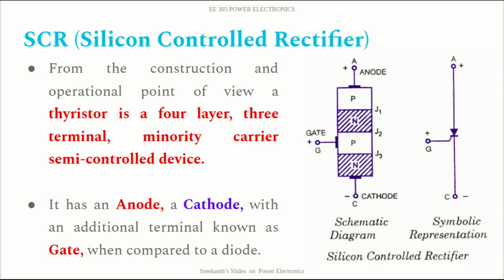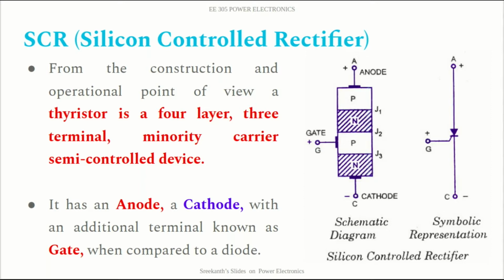We'll start off with SCR. Now, SCR stands for Silicon Controlled Rectifier. From the construction and operational point of view, a thyristor is a 4-layer, 3-terminal minority carrier semi-controlled device. Now, that itself requires some sort of explanation.